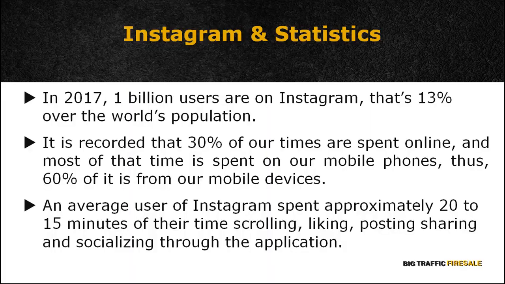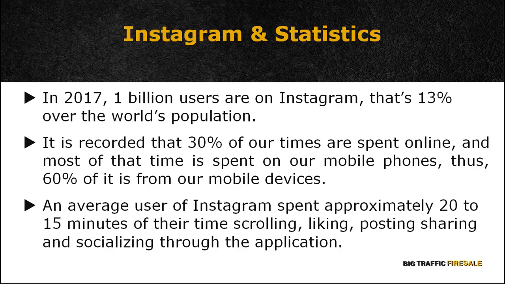In 2017, 1 billion users are on Instagram. That's 13% of the world's population. That's not all. As of today, the number of people spending their time on social media is rising. It's recorded that 30% of our time is spent online, and most of it is spent on our mobile phones. Thus, 60% of it is from our mobile devices.